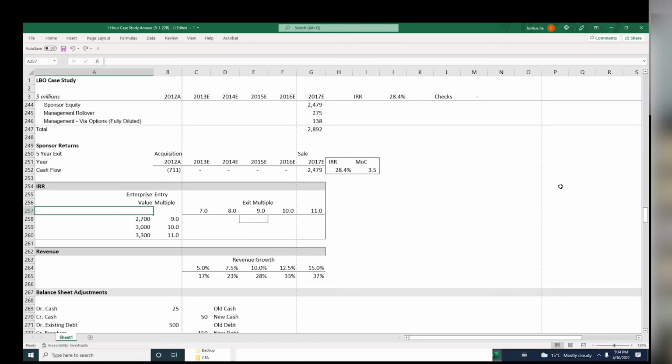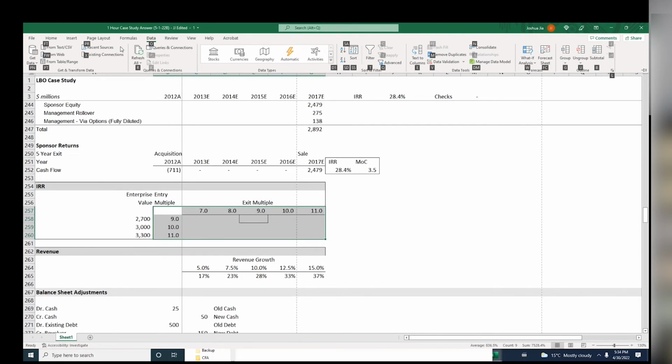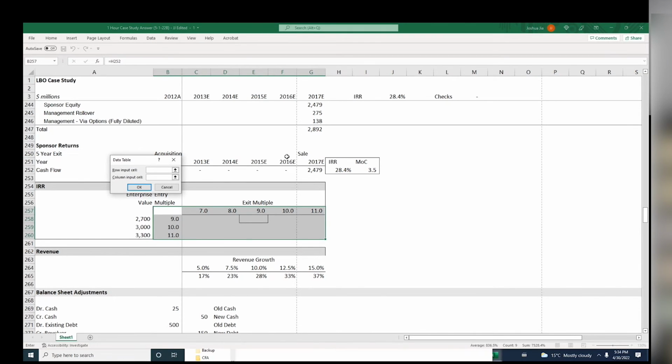So now I'm just gonna select this. I'm gonna go Alt A W T. Okay, you're probably like, what? Wait, what did you just do? Data, right? Data, What-If Analysis, Data Table. And by the way, I'm gonna send a document with all these shortcuts, so you don't have to worry too much about writing these down.